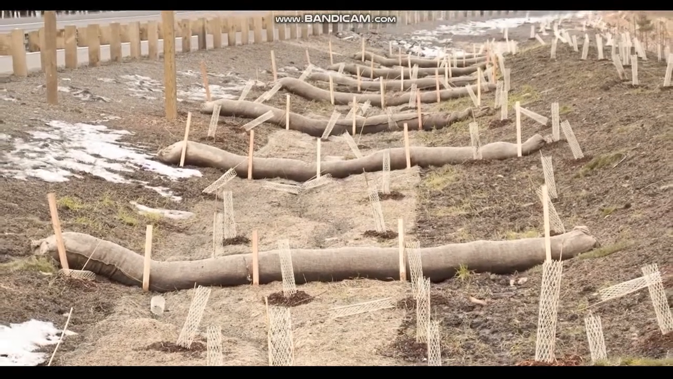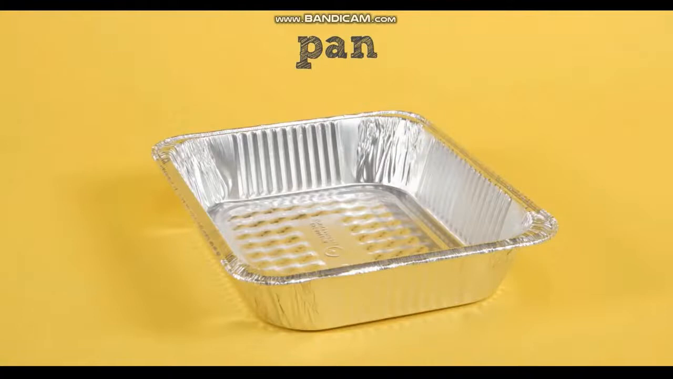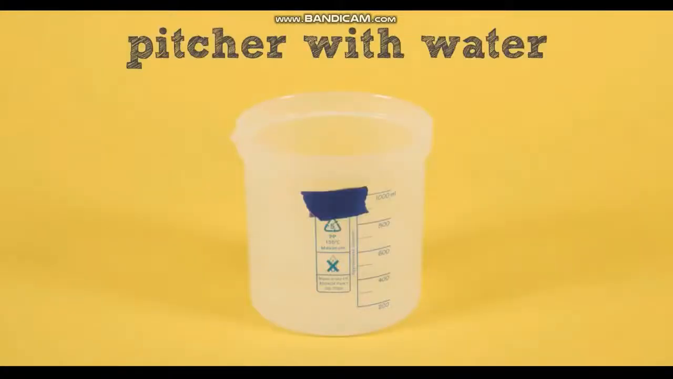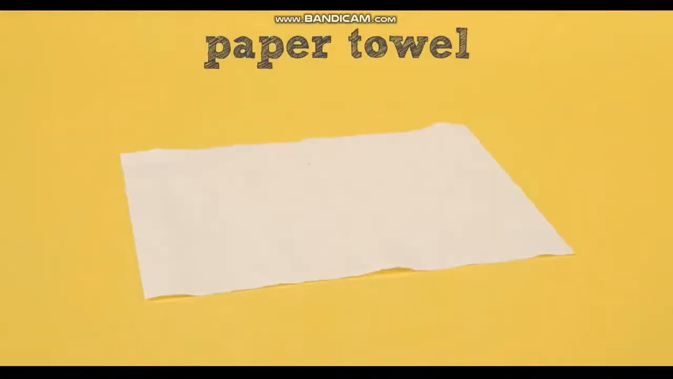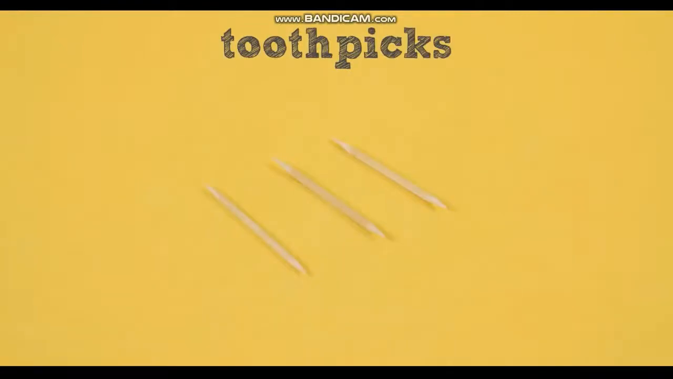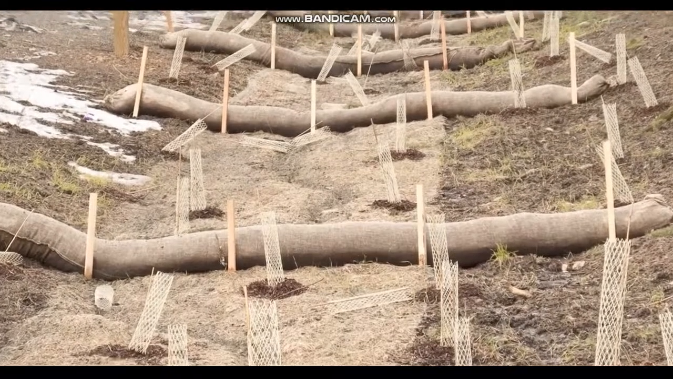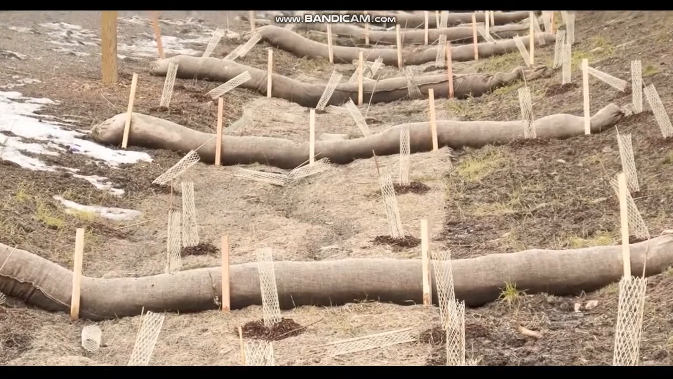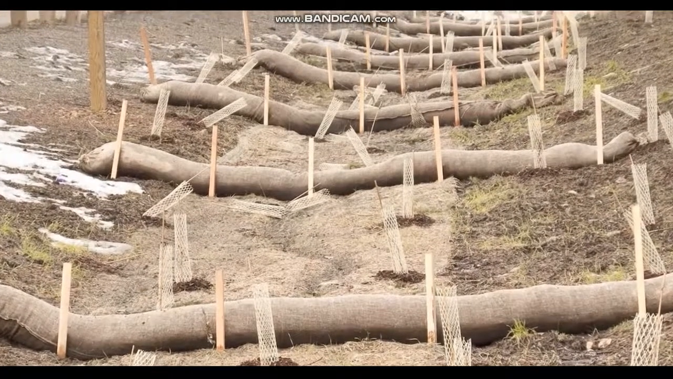reduce water erosion. To carry out this investigation, you'll use safety goggles, a pan, sand, a cup, a spoon, a pitcher of water, a pre-prepared cup, clay, paper towels, tape, and toothpicks. To complete this activity, you'll make a model of a wattle. A wattle is a tube-shaped device, usually made from straw. A wattle is placed on a hillside to prevent erosion.